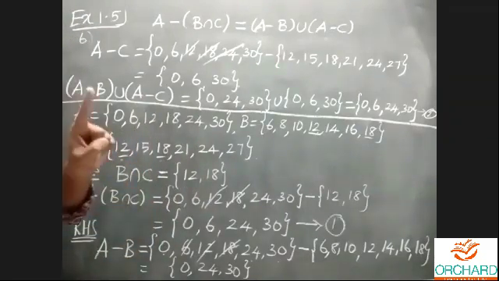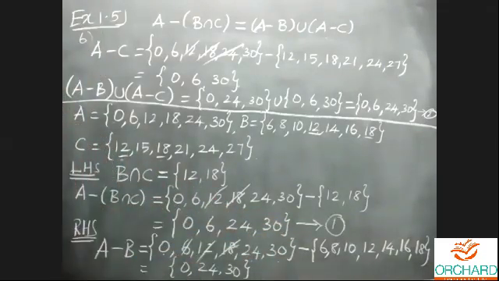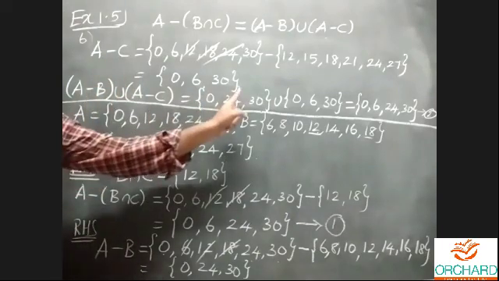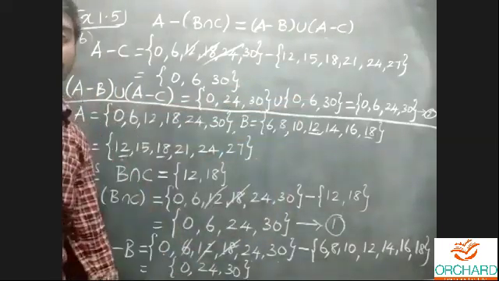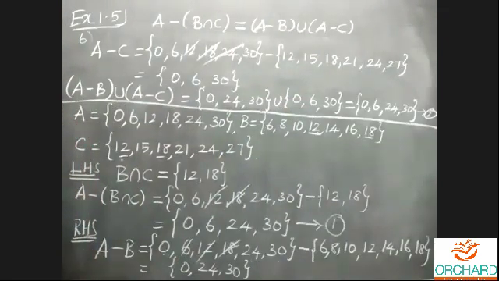Then B intersection C, 1 mark. That equation number 1, 1 mark. That is totally 3 marks. For A difference B and A difference C, that is 1 mark. And the final answer, the same equation number 2, is another 1 mark, totally 5 marks. This is the mark distribution for 5 marks. Okay, complete this problem.